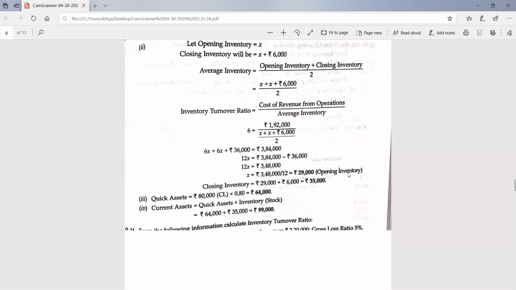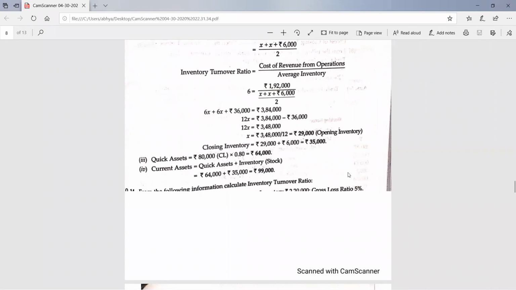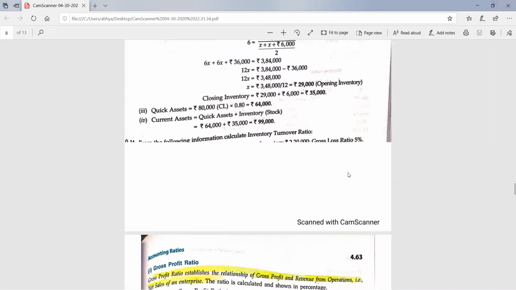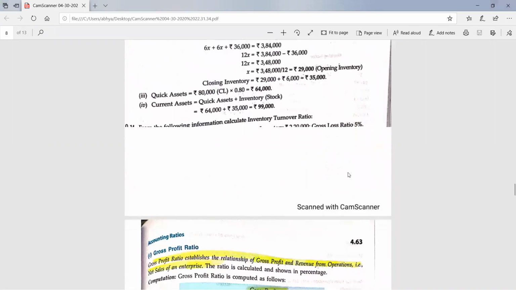Inventory turnover ratio is given. We are also having the cost of RFO, 1,92,000. Then find out the answer, which is 29,000. Opening inventory. So if opening inventory is 29, then closing will be 29 plus 6, 35,000. And in the same manner, we can find out the other variables, quick asset and current asset.